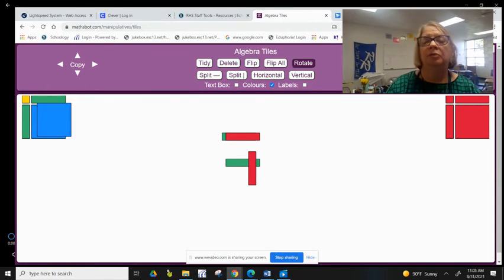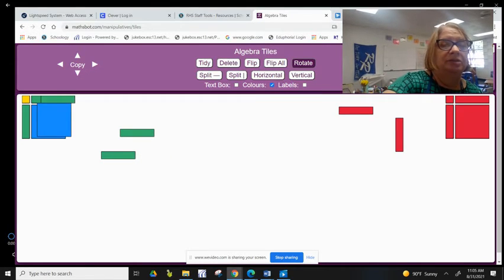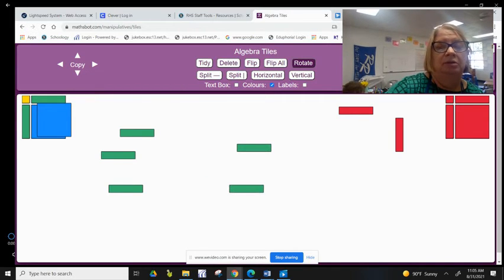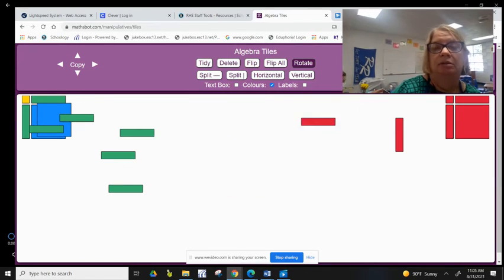Okay. So we worked with these. We can use these to do our combining. So let's say if we had 3x plus 2x. That would be 5x. We don't have any zero pairs. If we did 3x minus 2x, then you would make your zero.